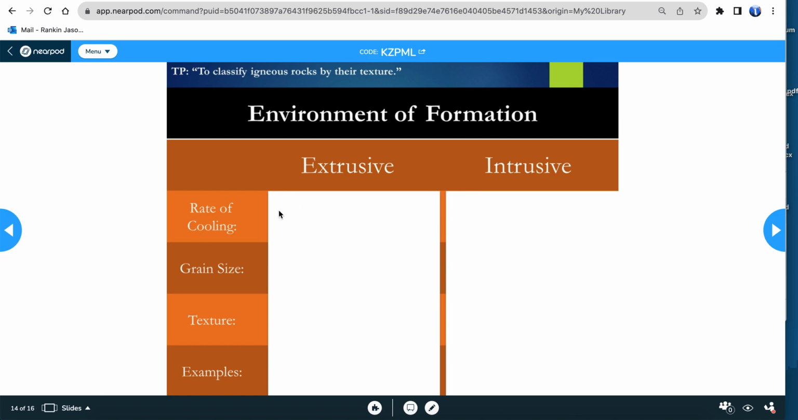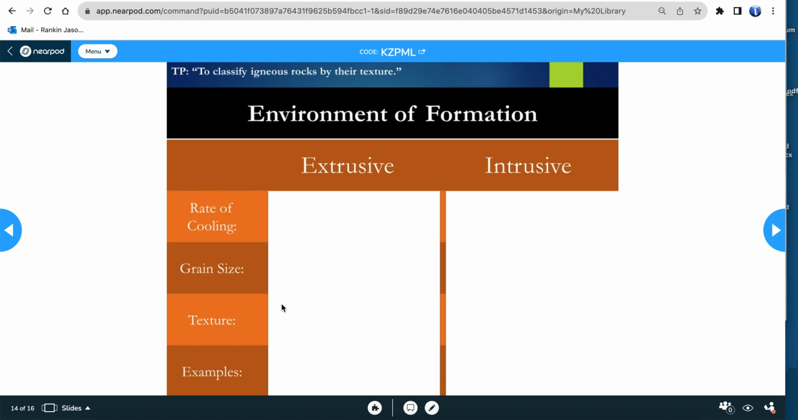Grain sizes: if it's really fast, no grain sizes. Very hard to make crystals. If it cools down fast, it would be less than 1 millimeter. If it cools down slow, like for intrusive rocks, the grain sizes would be 1 to 10 millimeters. You already have these notes down, it's okay. And then if it's very slow, we know it's going to be more than 10 millimeters.